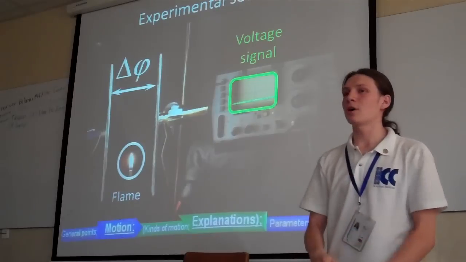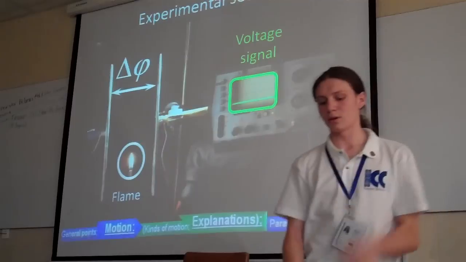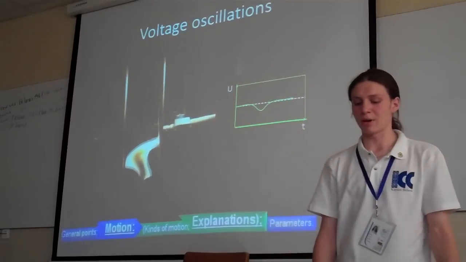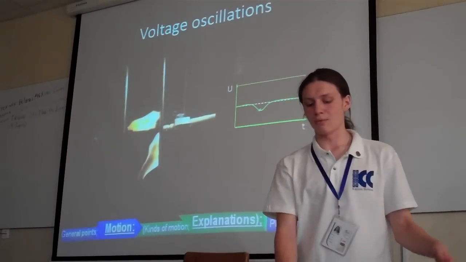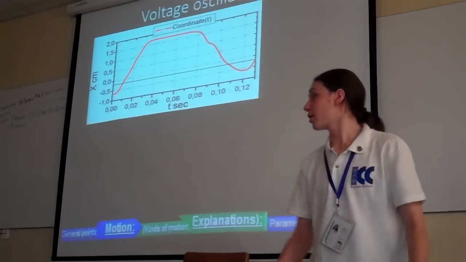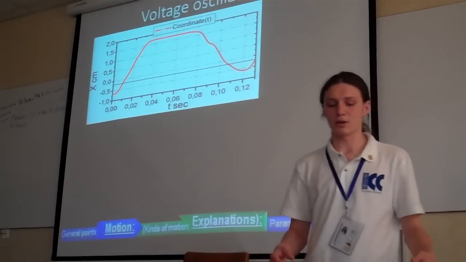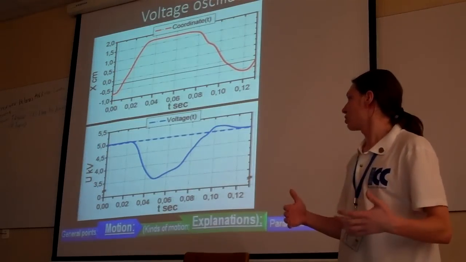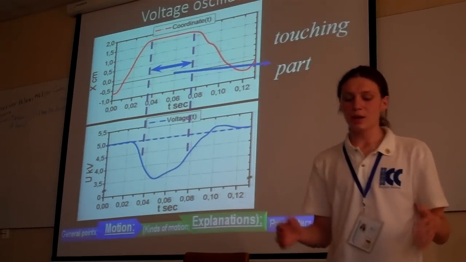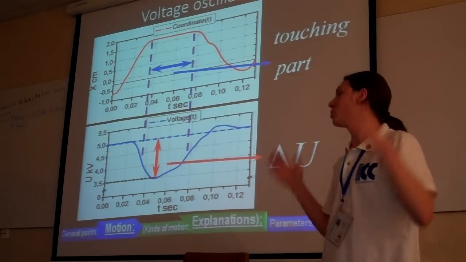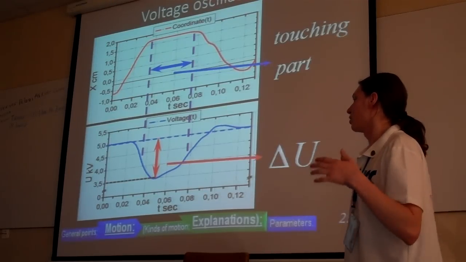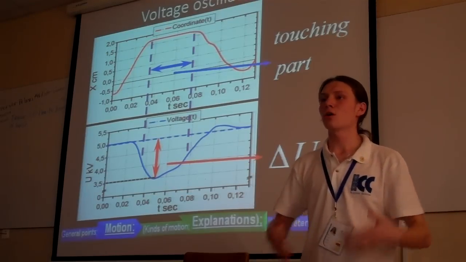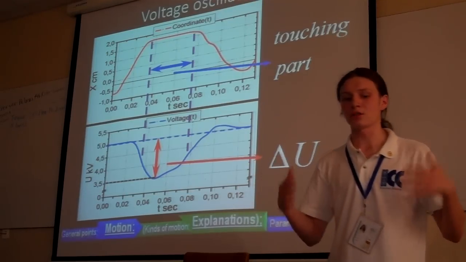The voltage signal gives us a plot of voltage against time. Here you can see the experiments: the voltage curve and oscillation. And here is the plot of coordinate against time, and for the same period of time, the voltage oscillations. As we see, the maximum deflection of voltage is at this moment of time, and it's about 1.5 kilovolts. This change of charge could be caused only by recombination of the ions of the flame.